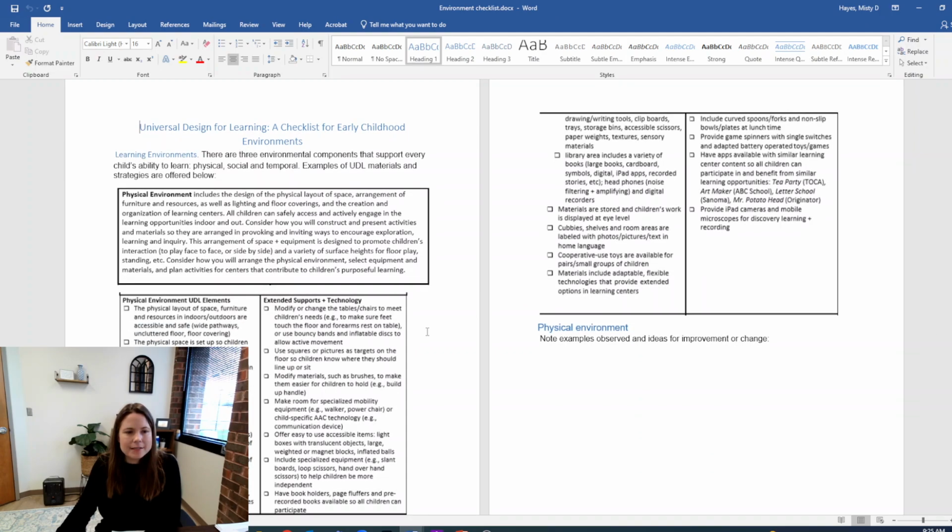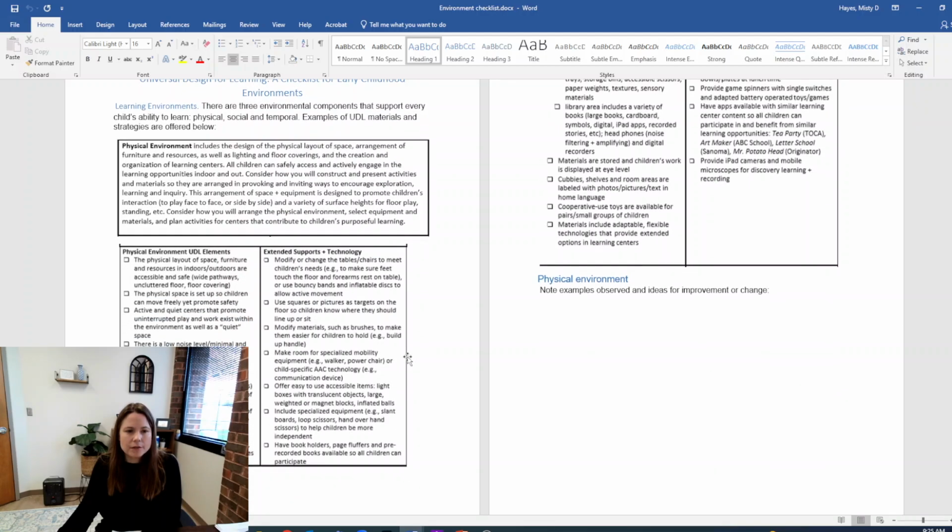Okay, so here is an example of the 3 environments that support a child's ability to learn. So we're looking at physical, social, and temporal. These are examples of the universal design for learning materials and strategies offered. We have physical environment. When you think about physical environment, we're looking at the layout of the space, the arrangement of the furniture, the resources. You're looking at the floor coverings, plants, lighting, the paint on the walls. So all these things are considered the environment, right?